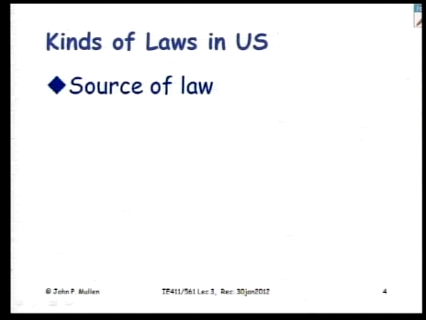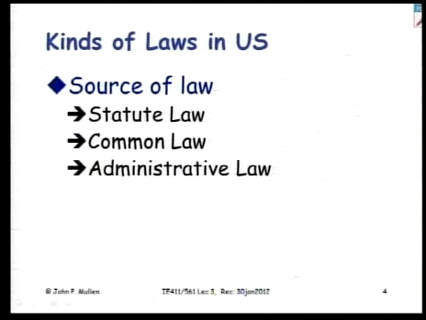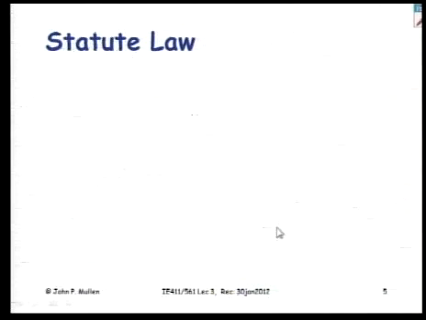So, kinds of laws in the United States. One thing we can look at is where the law comes from. There are basically 3 sources. One is statute law, the second is common law, and the third is administrative law. Independently of that, we can look at the nature of the law itself. There are basically 2 kinds there: civil law and criminal law, more or less. Let's look at these in a little more detail.